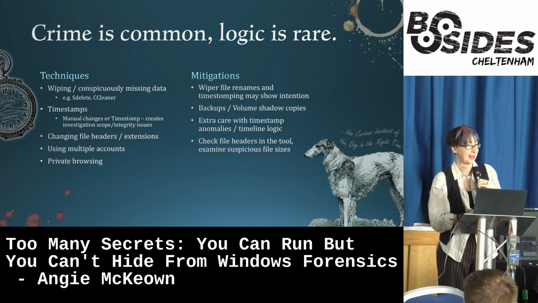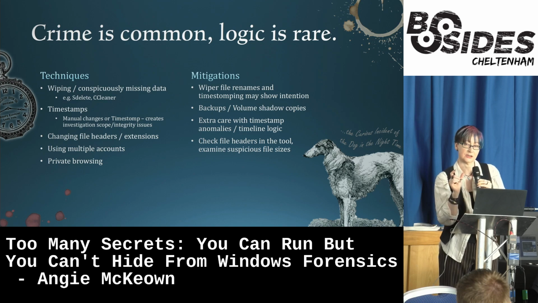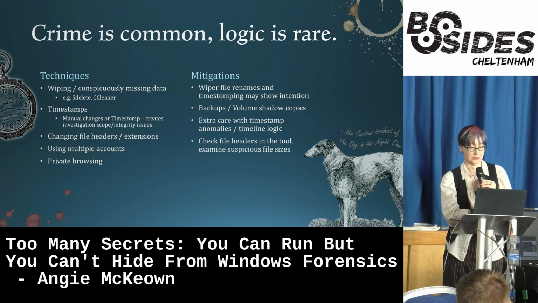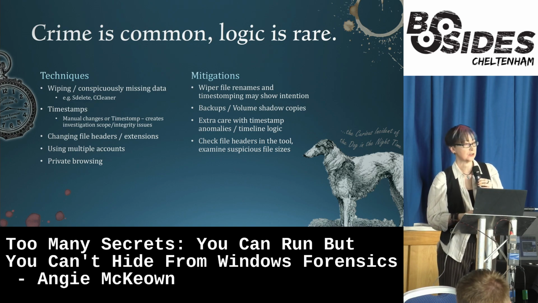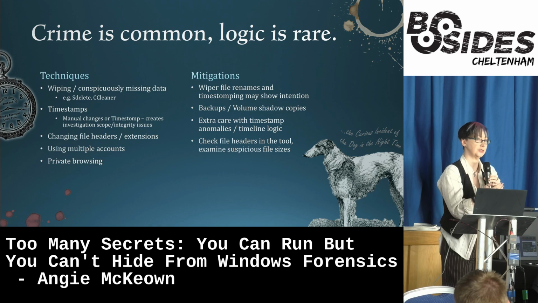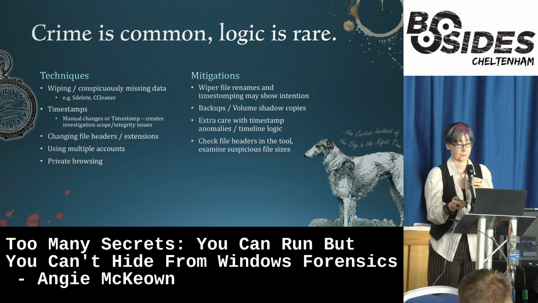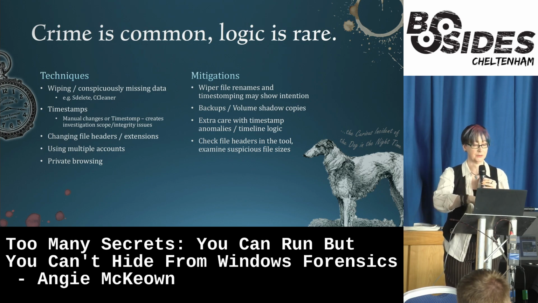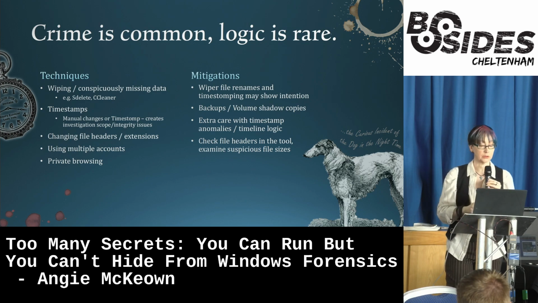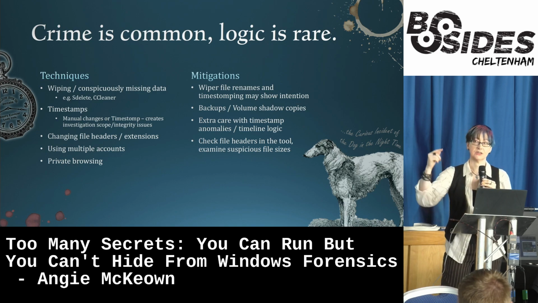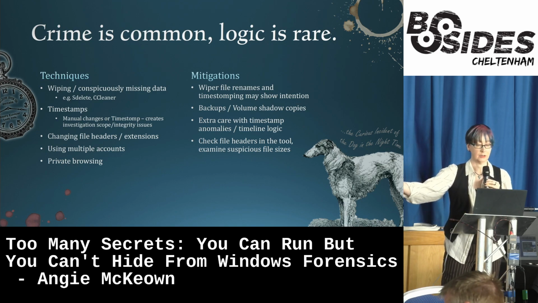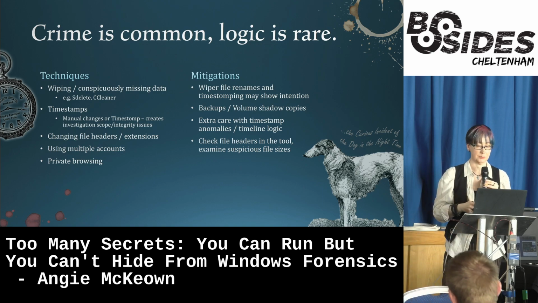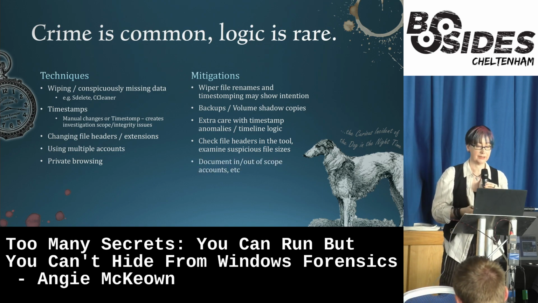Always check file headers in the tool and examine suspicious file sizes, because files that are unusually big for the file type that they would be, that's an indication that something funny is going on. And it's also useful to document accounts that are in scope and out of scope. Clearly documenting what's available on the system, even if it's not the main focus of the investigation, makes your report clearer. But also, if references to those things appear later on, it's much easier for you to widen the scope as necessary.